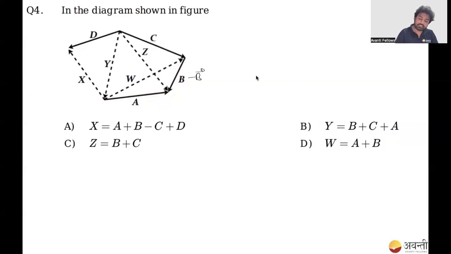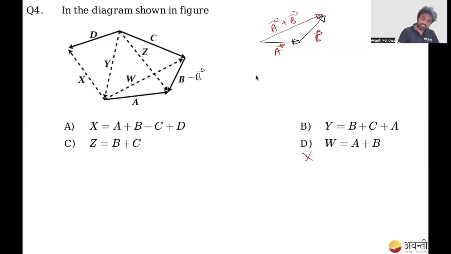What is the triangle law of vector addition? If there are two vectors, they should be joined head to tail. The resultant will be somewhat like this. If this is A vector and this is B vector, this will be A vector plus B vector. If this is minus B, it is A vector minus B vector. So this is a wrong option, of course.